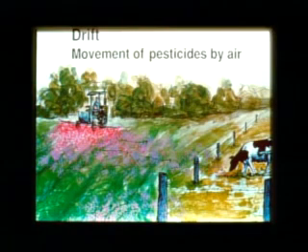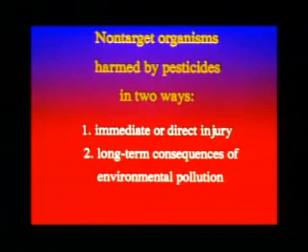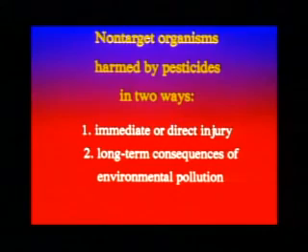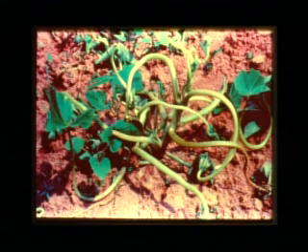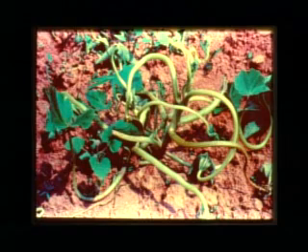Another concern in applying them is non-target organisms can be harmed by pesticides in two ways: immediate or direct injury, or maybe long-term consequences of environmental pollution. As you can see here, as we talked earlier about 2,4-D, this is 2,4-D damage drifted over on a squash plant, and the curling and gnarling that's associated with 2,4-D. Again, be sure that you do your homework and know not to apply the 2,4-D LV ester formulation, and don't do it on a real hot day. But this shows you an example.